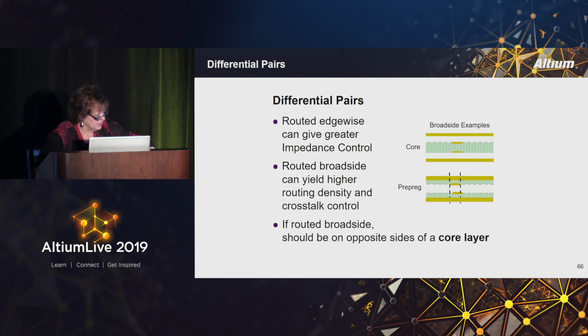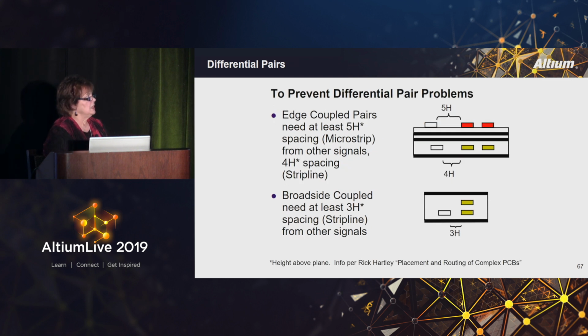Here it is. Also, to prevent problems with any differential pair, these are general numbers. You would like to have 5H spacing if you're dealing with differentials on the outer layer, 5H between the differential pair and anything else, a via or another trace or plane. An internal 4H if you're dealing with edgewise coupled traces. If you're dealing with broadside coupled traces, then you can get closer and have something like 3H.